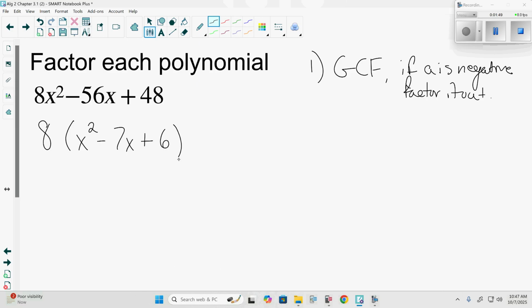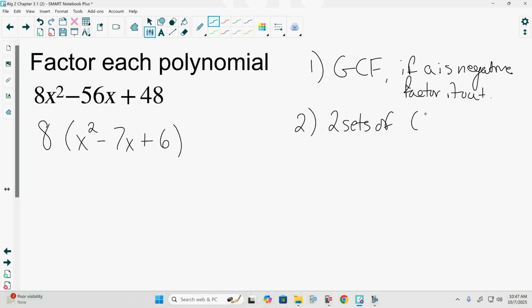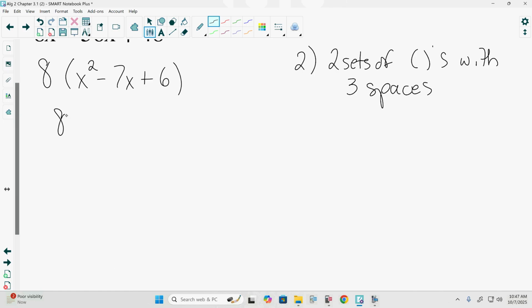Our second step is 2 sets of parentheses with 3 spaces. I didn't write it out, I just put parentheses, just shorthand, shorten it up a little bit. So that means we're going to rewrite it. We still need the greatest common factor of 8, and then 2 sets of parentheses with 3 spaces.